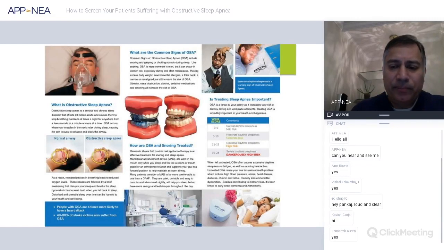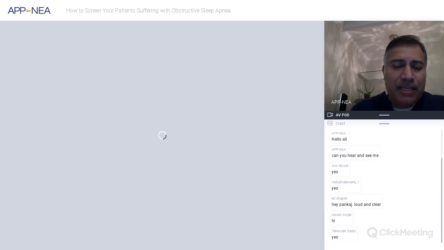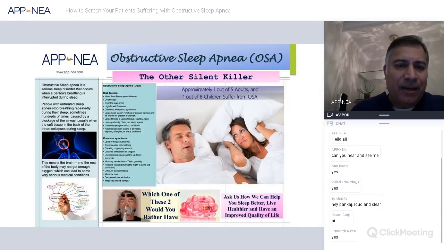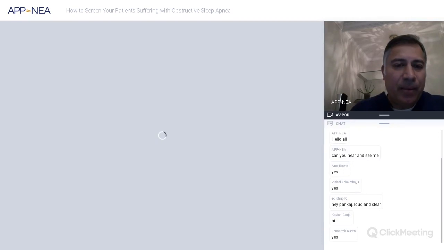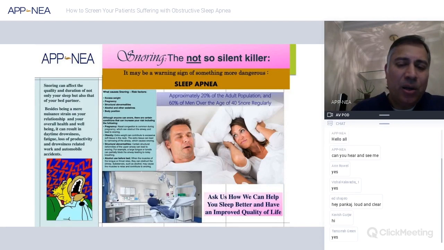Same thing with posters. We have sleep apnea posters, and these are high resolution, so you can print them up as big as you'd like. You can even print one up for a billboard if you'd like. And we also have it for snoring, and this is all about awareness.